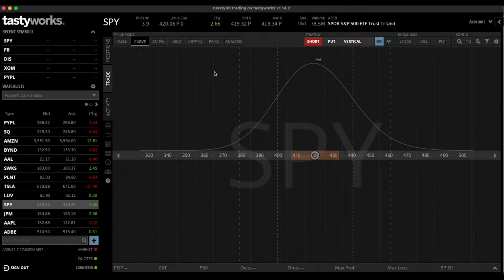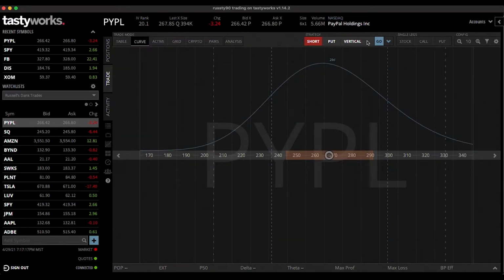Okay, so let's get to it. If you have the Tastyworks platform up on your computer, this is the desktop version, here's the ticker symbol. For example, I want to trade PYPL, PayPal, like we did last time.